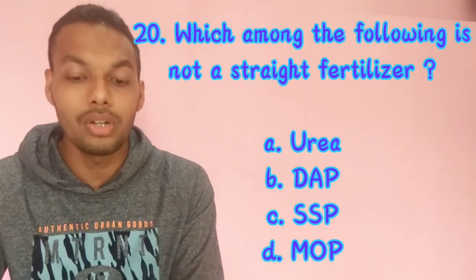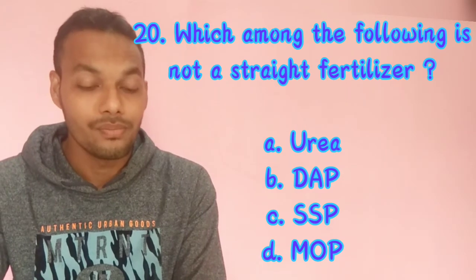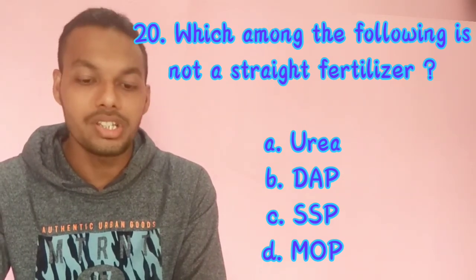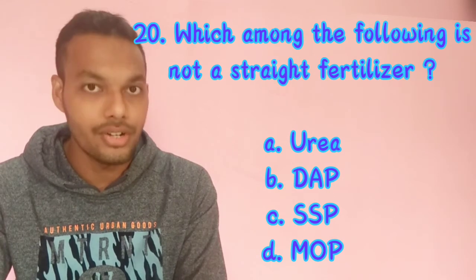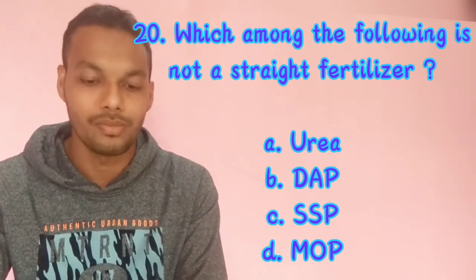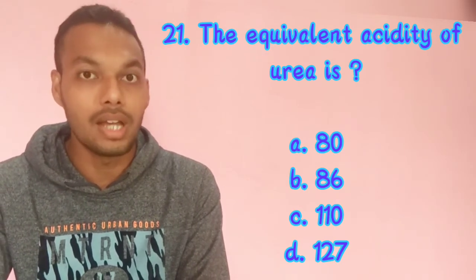Next question. Which among the following is not a straight fertilizer? Is it urea? Is it DAP? Is it SSP? Or is it MOP? Which among the following is not a straight fertilizer? Urea, DAP, SSP, MOP.